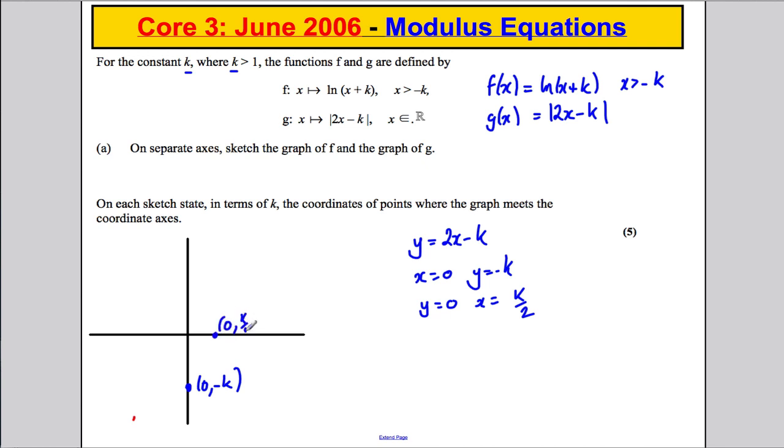Now that is just the graph of 2x subtract k. However, because it's modulus, the negative part of it is reflected up in the x axis, and instead of that being (0, negative k), it's actually going to be (0, k) up here, because it's just a reflection. I'd rub out that point there, and that is the graph of g of x equals mod 2x minus k.